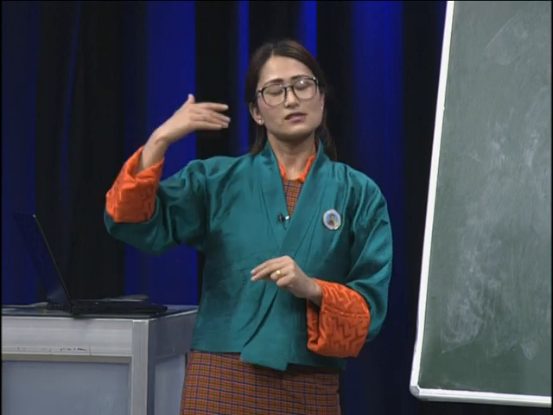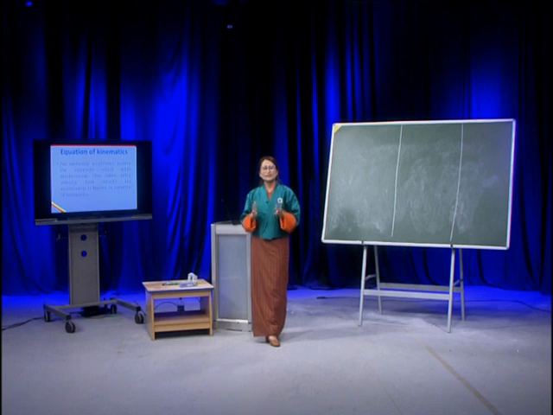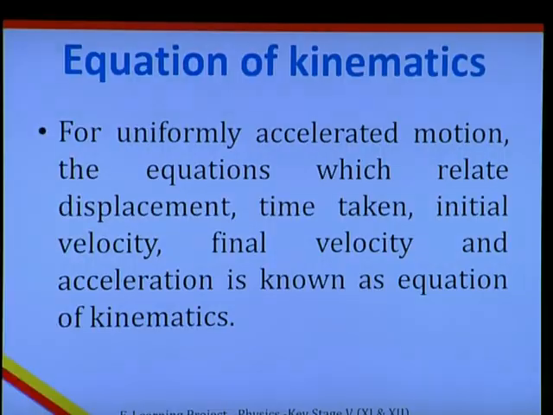So usually whenever the boy travels having certain velocity, having certain amount of acceleration, covering certain distance in a certain interval of time, we actually relate these velocities, displacements, time taken, and the acceleration using a relation, and that relation is called the equation of kinematics. Basically, we define this equation of kinematics usually for a uniformly accelerated motion.